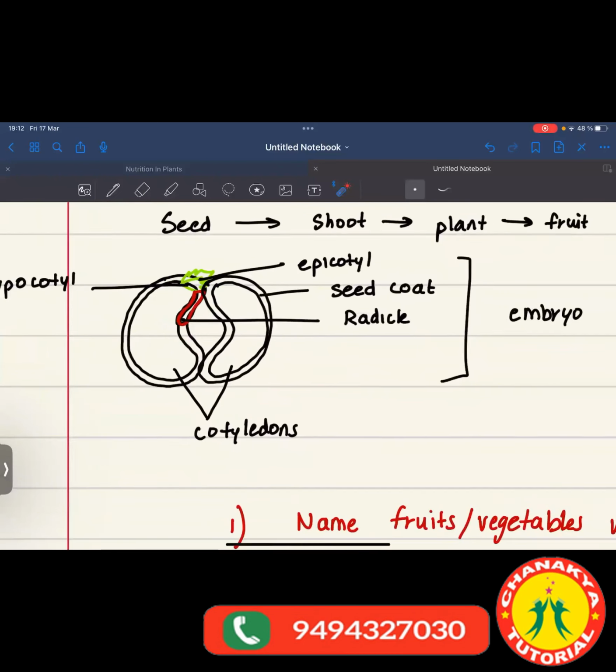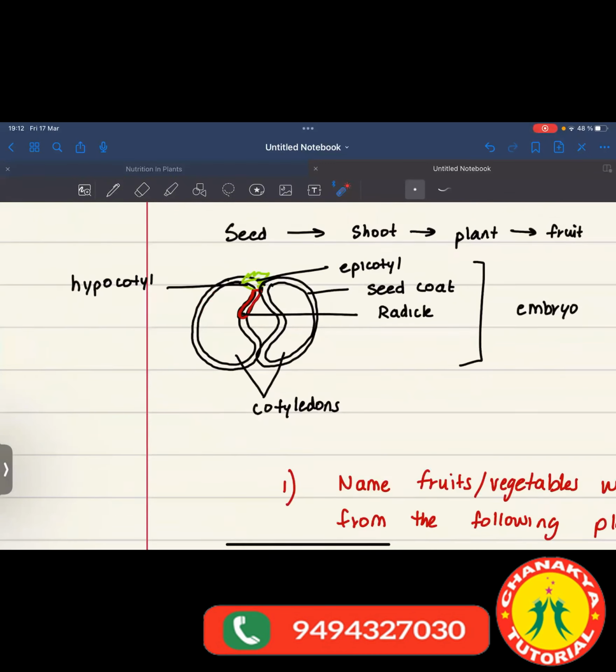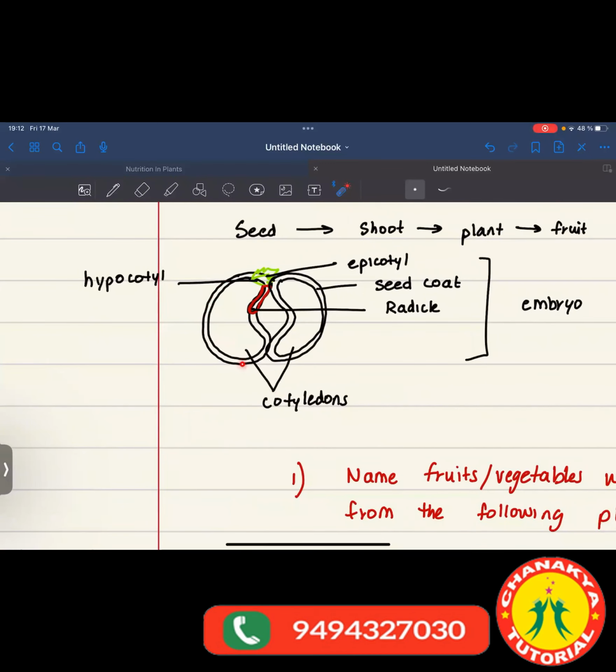Now, this is an embryo structure. An embryo is nothing but a seed. So embryo and seed are both the same thing. In the seed you have two kidney shaped parts, which are called cotyledons. Please note it down in your notes. These two parts are known as cotyledons. These cotyledons are covered with a layer which you can see outside, which is known as the seed coat.